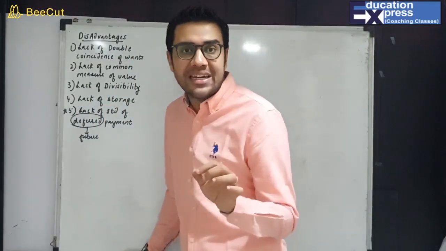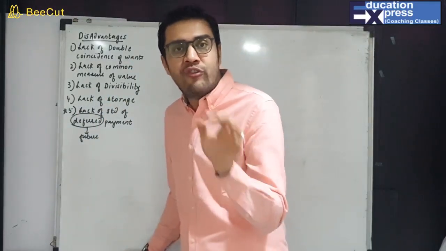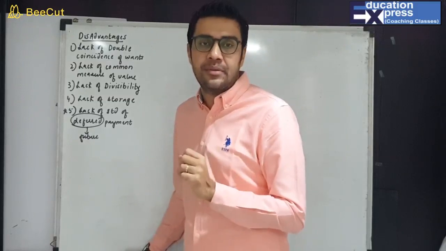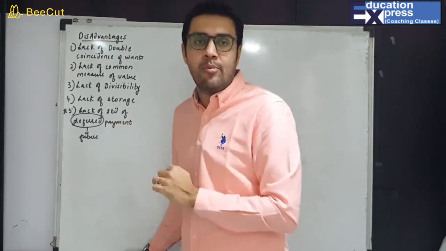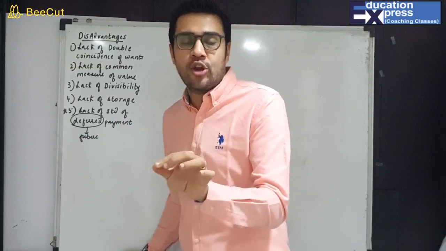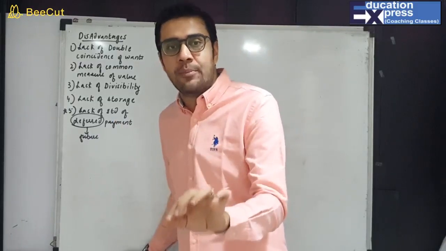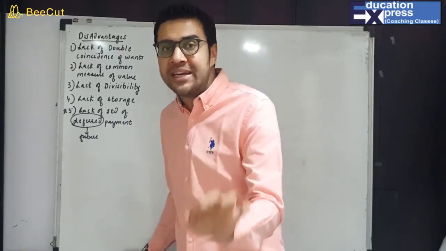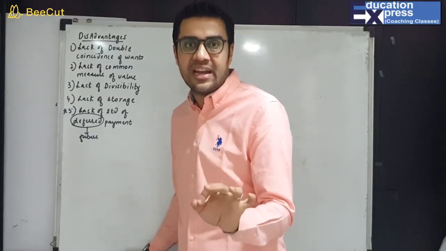What do you mean by the word barter system? Exchange of goods for goods is called barter system, or exchange of a commodity for another commodity is called C2C economy. So barter system or C2C economy is one and the same, and you need to write an example along with it. Is that very clear?